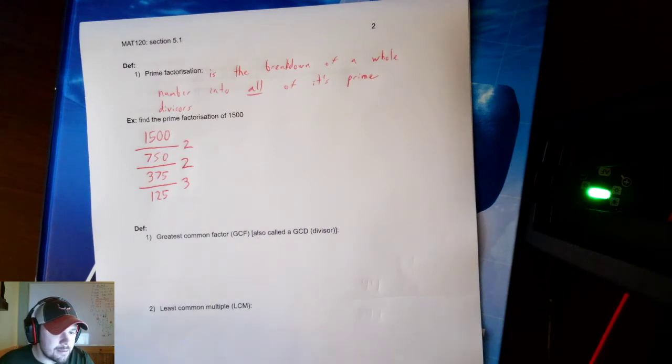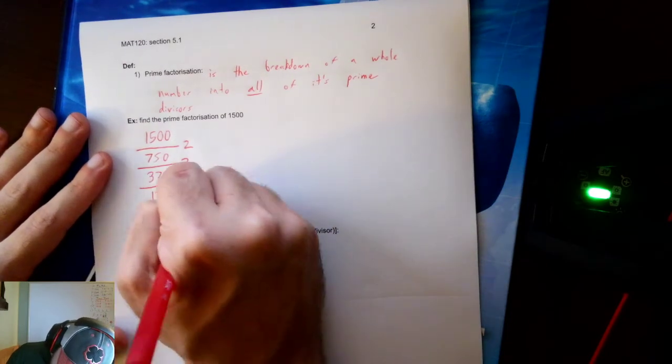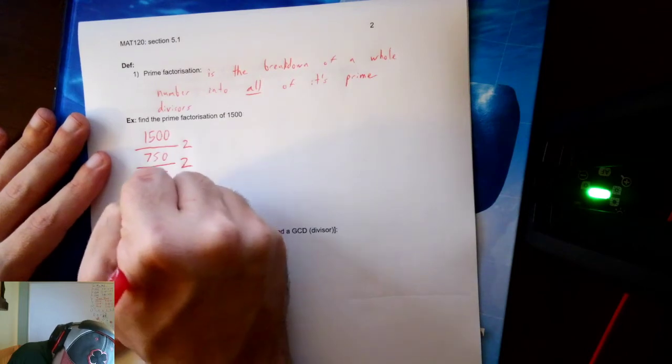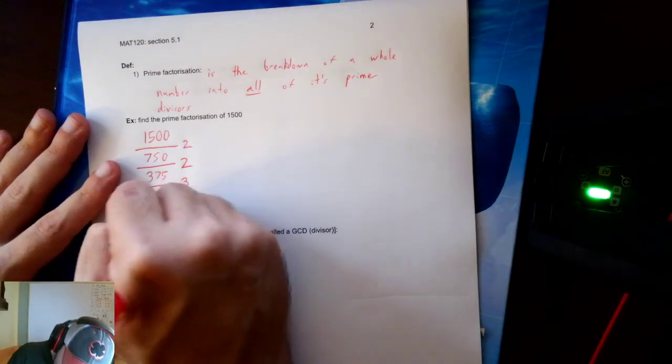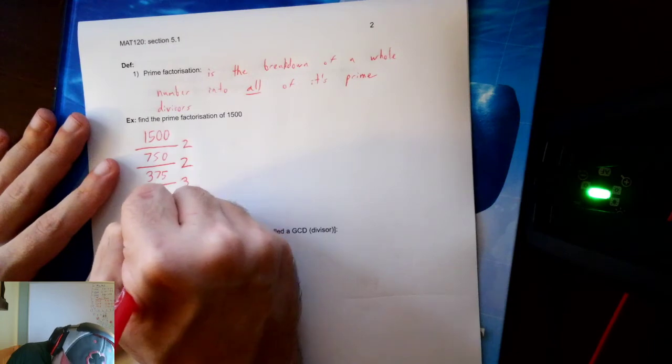What is the next prime number after 3? It's 5. Does 5 go into 125? Yeah. It ends in 5, right? 125 divided by 5 is 25. And then, lastly, does 5 divide 25? Yes, it does. And I'm left with 5.